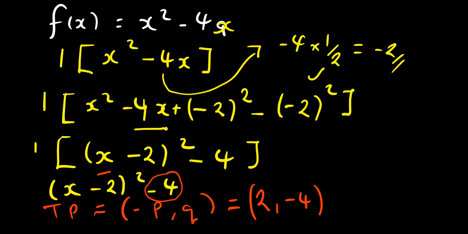Now that we found our turning point, let's also find the line of symmetry. What did we say the line of symmetry is? You get the expression in the brackets and you equate it to 0. So x minus 2 is equal to 0. So x in this case will just be 2. So at position 2, that's where the graph is cut into two equal parts.